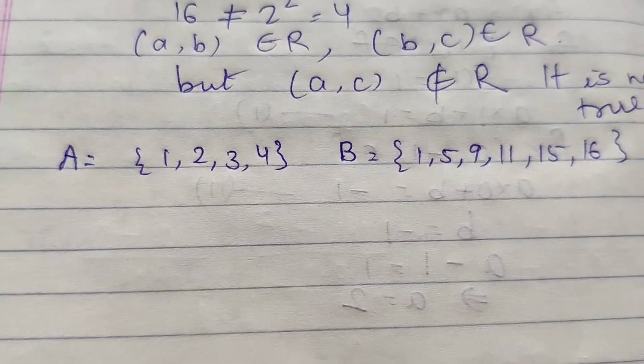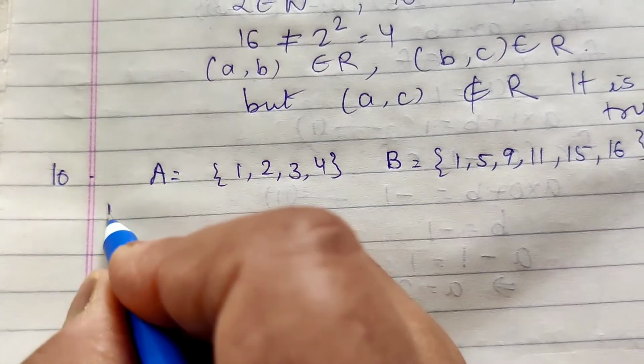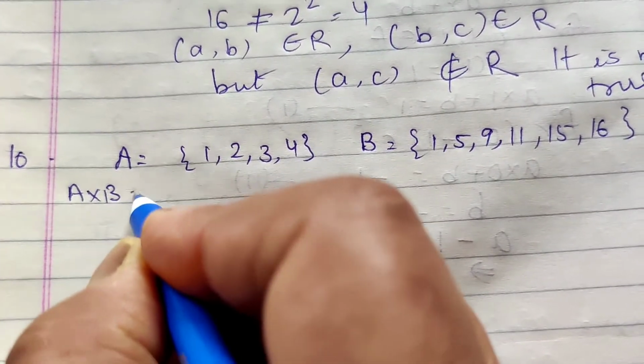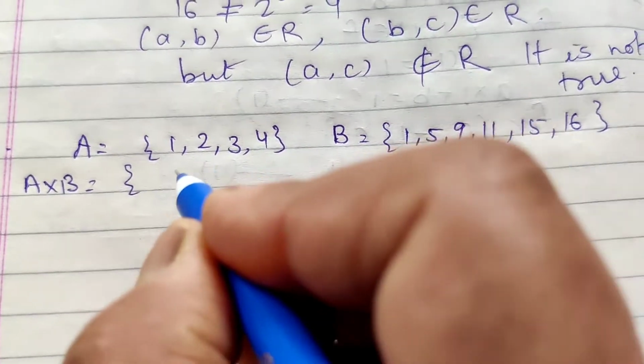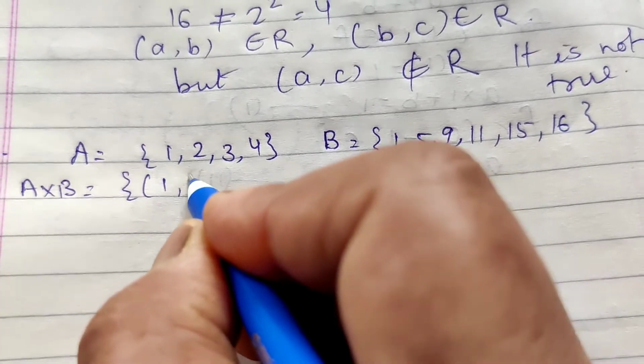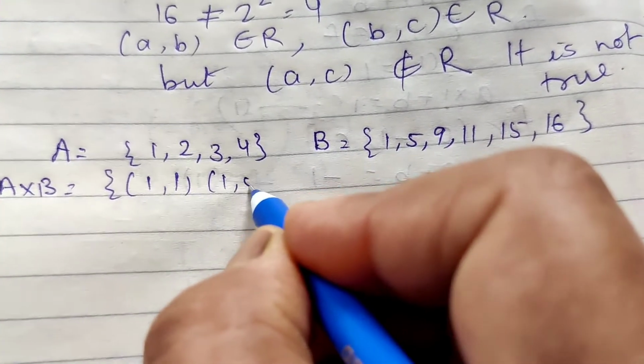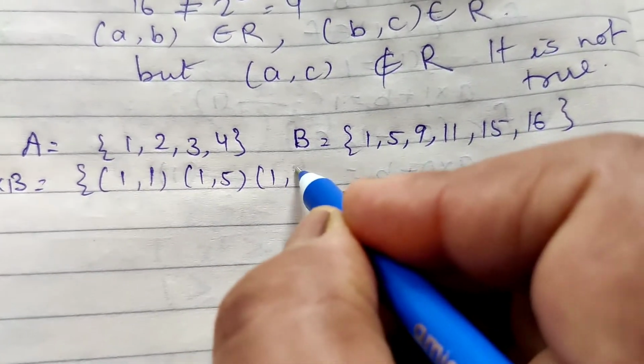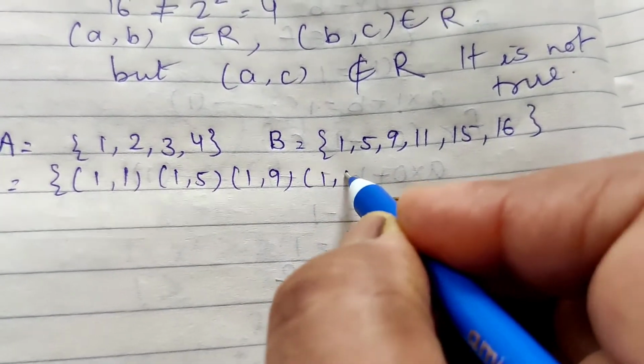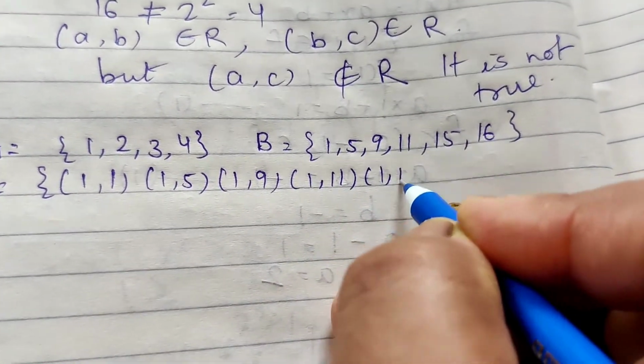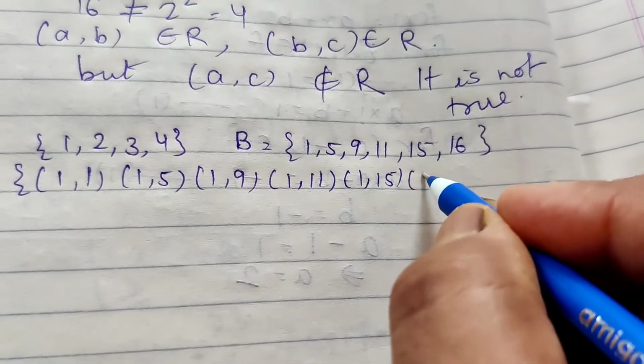Two sets. First, find the product of A into B. When the product comes, we will check whether this is a subset of it or not. 1 1, 1 5, 1 9, 1 11, 1 15, 1 16.